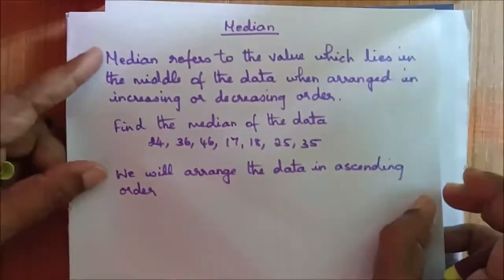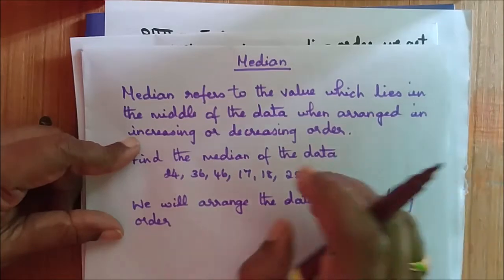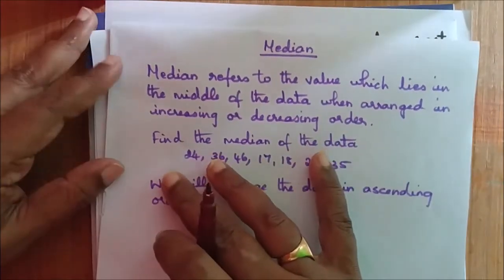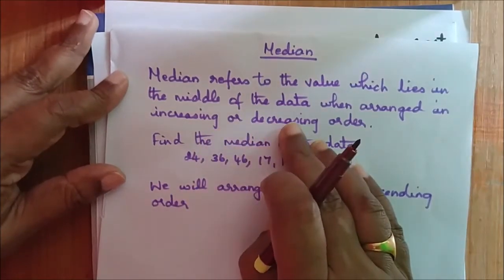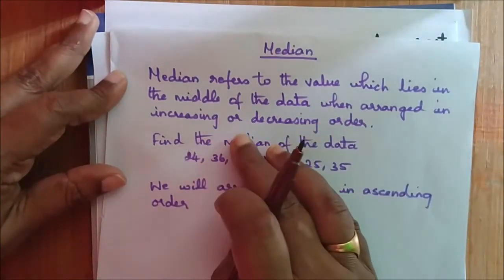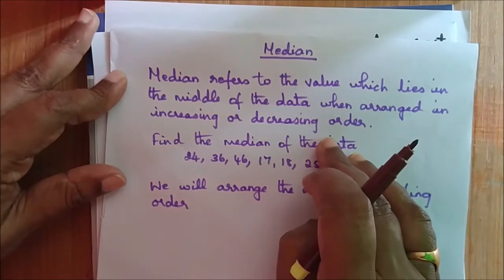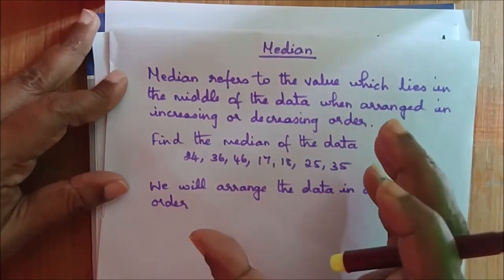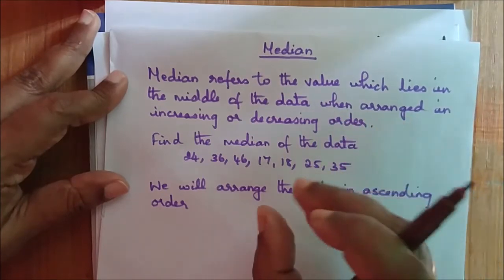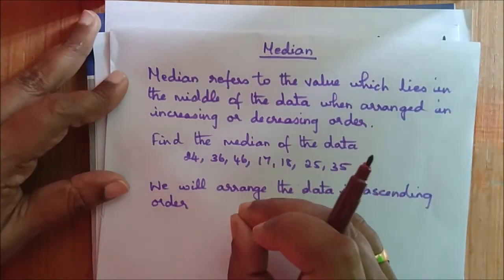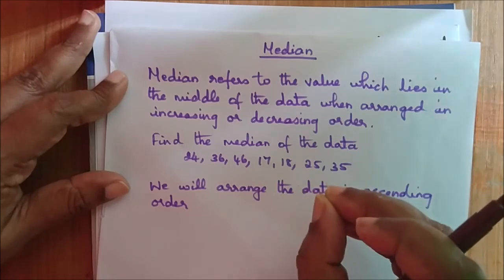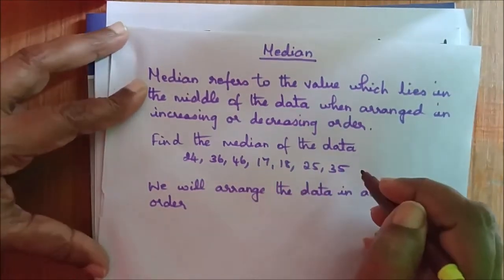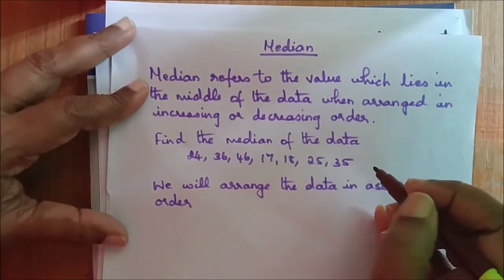Now we'll go to the next value, that is median. What do you mean by median? Median refers to the value which lies in the middle of the data when arranged in increasing or decreasing order. First, you have to arrange the data in ascending or descending order. Then the middlemost value will give you the median of that particular data. Now we have been given a set of numbers, and we will have to find the median.